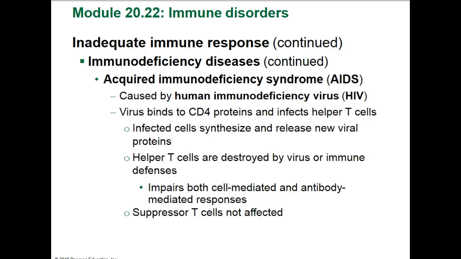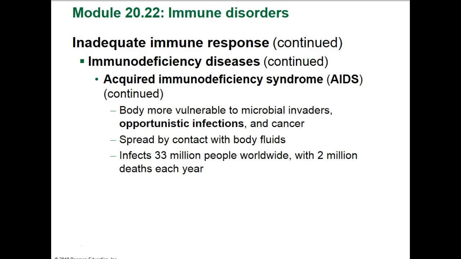In this case, the virus binds to the CD4 protein and infects helper T cells. So one of the big problems with AIDS is it attacks the very cells that protect you. The infected cells synthesize or release new viral proteins. Helper T cells are destroyed by the virus or the immune defenses, and therefore it impairs your cell-mediated and antibody-mediated responses. So if you don't have helper T cells, you can't activate your B cells. But your suppressor T cells are not affected in this case. So overall, your body becomes vulnerable to other infections.